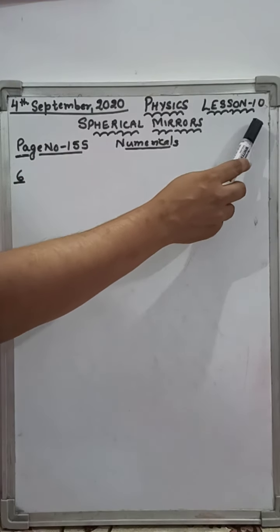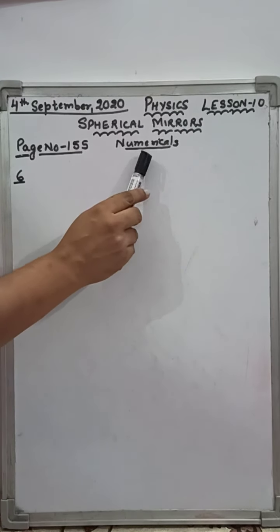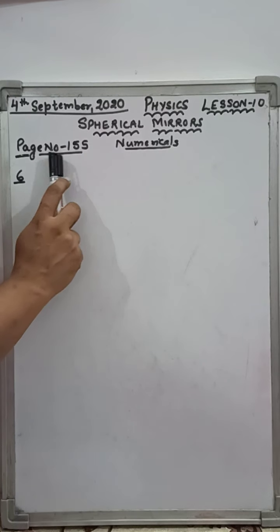I will continue with lesson number 10, spherical mirrors. Today we will do numericals related to spherical mirrors given on page number 155 in your physics book.